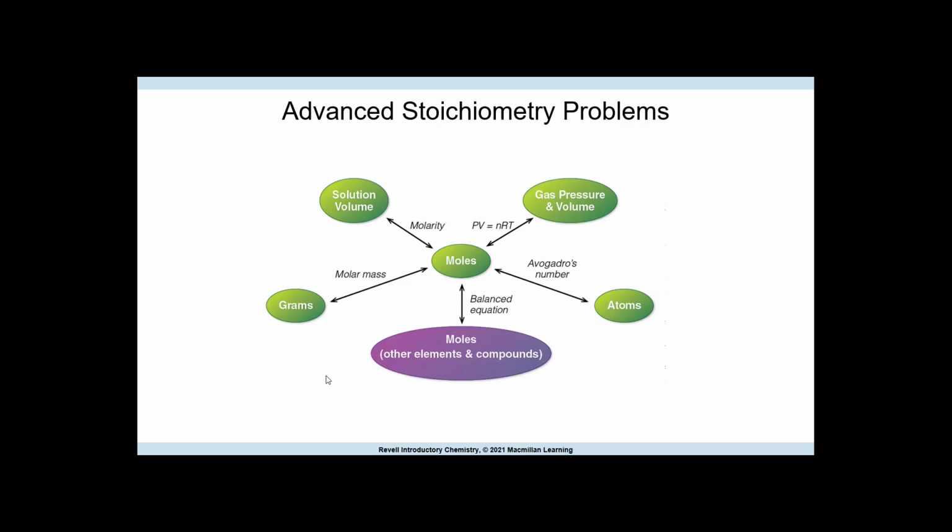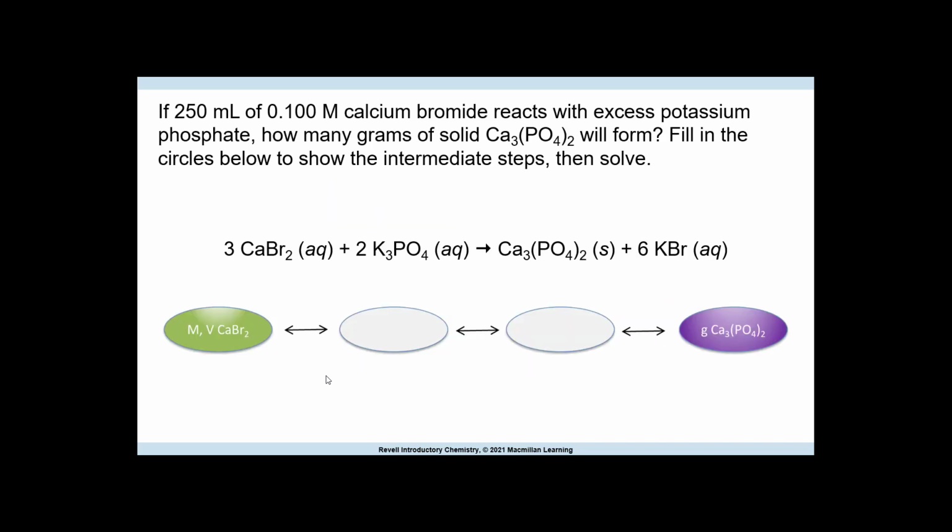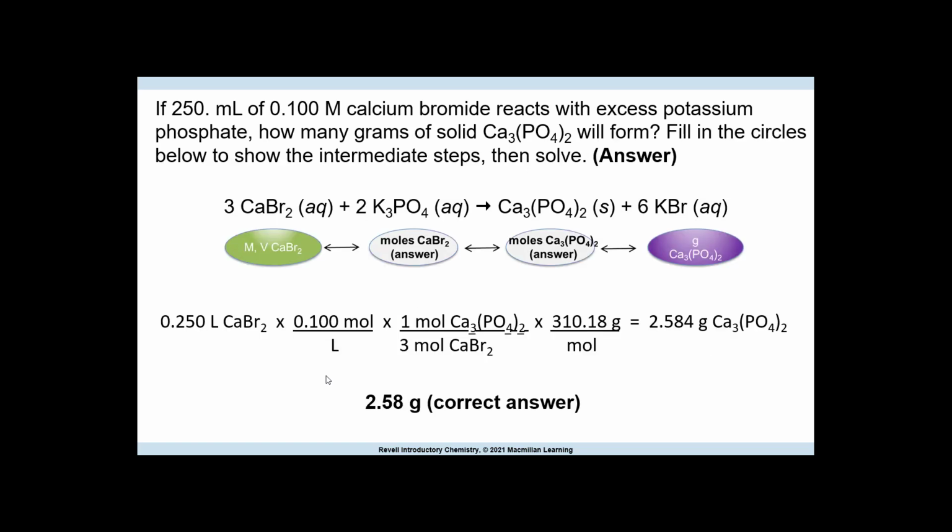Okay, so let's do some review here. If 250 mL of a 0.100 molar calcium bromide reacts with excess potassium phosphate, how many grams of solid calcium phosphate will form? Fill in the circles below to show the intermediate steps and then solve. So here is the answer. You have molarity and volume. You go to moles of calcium bromide, then the moles of calcium phosphate, and then you have your grams of calcium phosphate. So again, this is giving you 250 mL, which is now converted to liters.